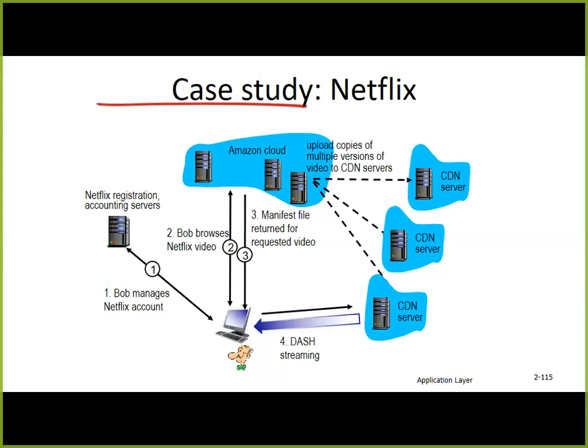So Bob will browse, look at the Netflix video, and find something he wants to watch. Maybe he wants to watch some episode of Mad Men. So he now gets a manifest file from the Amazon Cloud. Okay, and that manifest file is returned for the requested video, and then Bob can start talking to the CDNs.